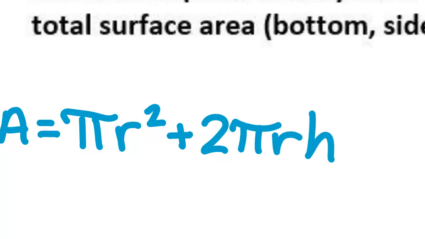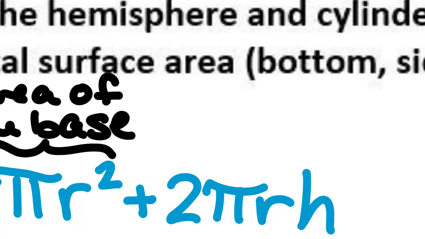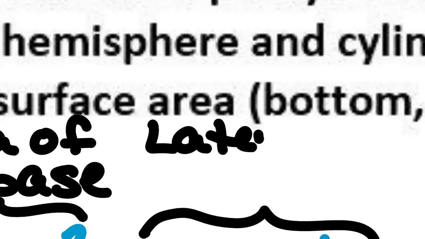I'm going to label what we're doing as we do it. This is area of the base. This is the lateral area of the cylinder.